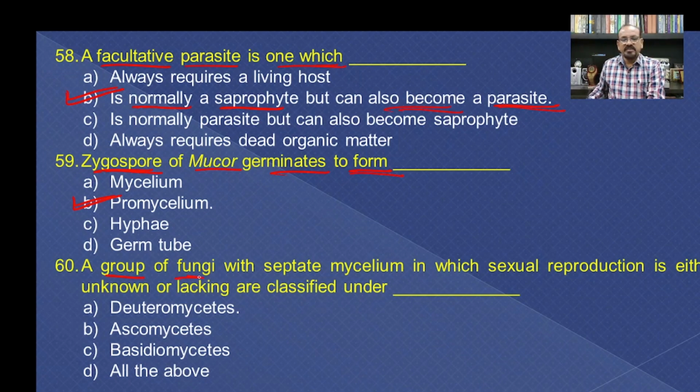A group of fungi with the septate mycelium in which sexual reproduction is either unknown or lacking are classified under. So the sexual reproduction is either unknown or lacking, which is the characteristic feature that we have seen in case of the Cercospora, which is the member of Deuteromycetes, and hence A will be the correct answer for this question.